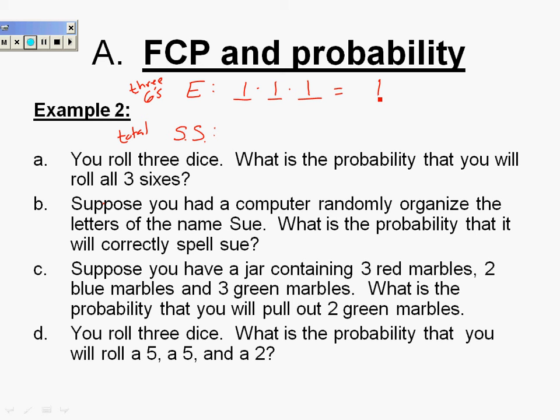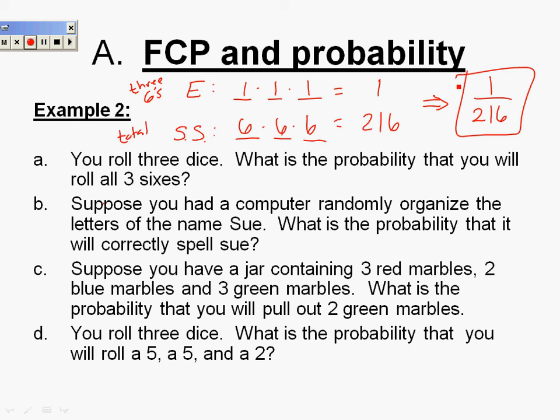Okay? But let's look at the sample space now. Still 3 dice, but how many total outcomes are possible for the first dice? It could be 6 different numbers, right? And the second dice can be 6 different numbers, and the third dice can be 6 different numbers. Right? So we multiply all the way across and we get 216, and therefore the probability that you roll all 3 sixes is 1 out of 216. So that's the basic idea. Identify what your event and sample space are, use the multiplication tricks to find out the number of ways each happens, and then make a fraction.